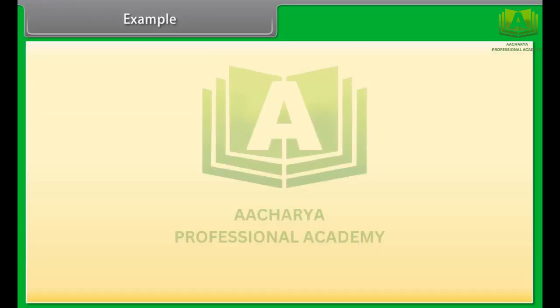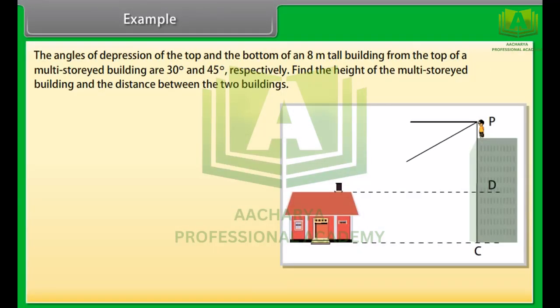Example: the angles of depression of the top and the bottom of an 8-meter tall building from the top of a multi-storied building are 30 degrees and 45 degrees respectively. Find the height of the multi-storied building and the distance between the two buildings.